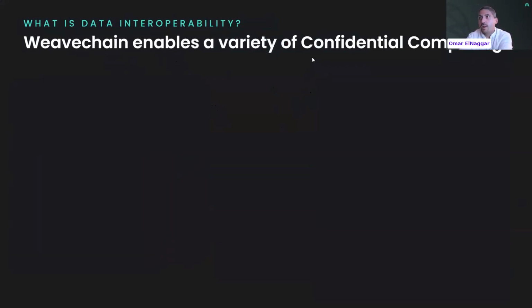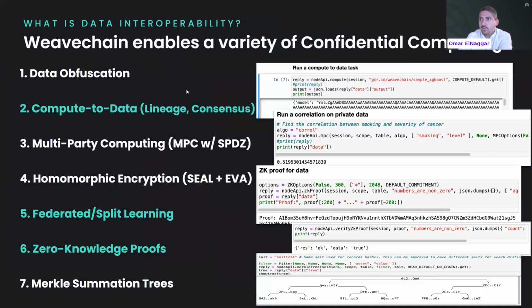And there are a variety of different techniques for doing this. Compute to data is what we just looked at, where it's sort of one-to-one. Multi-party computing can do things like a simple algorithm across multiple data. Federated split learning is great for training machine learning models. And then you have things like zero knowledge proofs, Merkle trees, homomorphic encryption, et cetera.